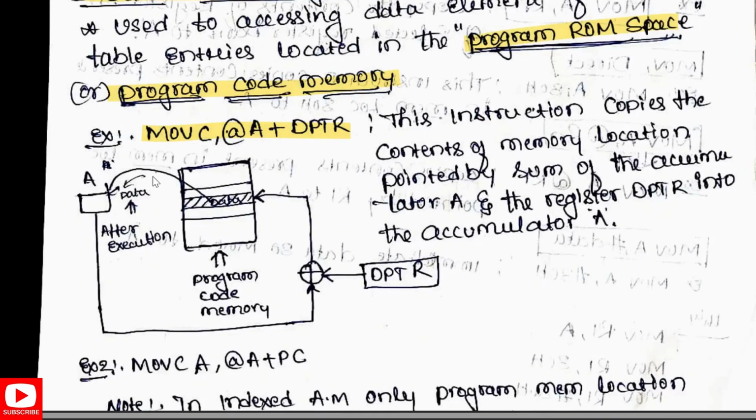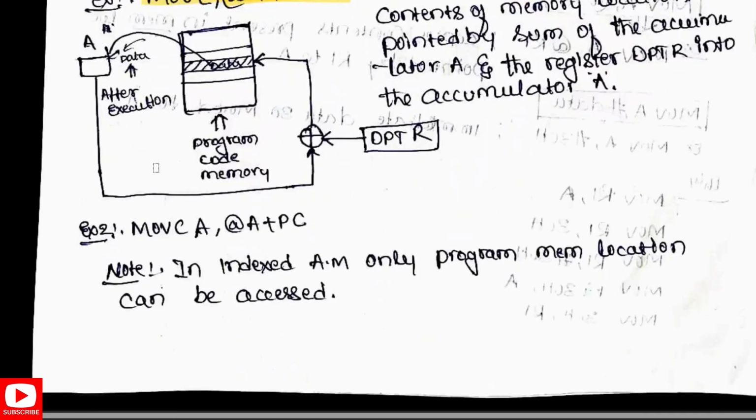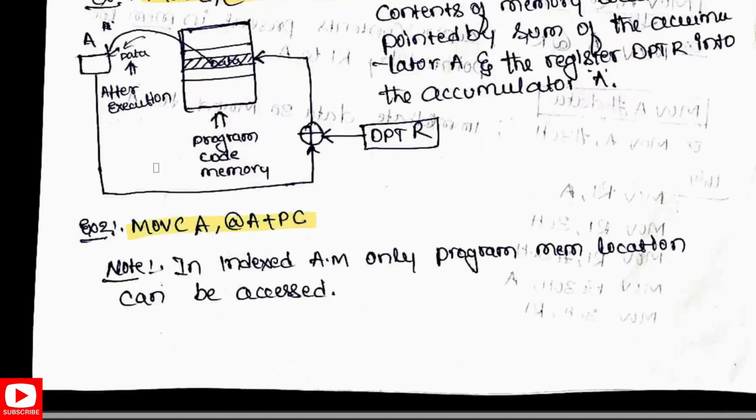That is, it will first add the accumulator and the DPTR, and the content of that memory location will get copied and stored in the accumulator. So you can observe here, in the program code memory, it will first add, and from there it will store the data. Another example, you can consider MOVC A, @A+PC. In the indexed addressing mode, only the program memory location can be accessed. Here A and PC will get added first, and that will point to the location whose data gets stored in the accumulator.